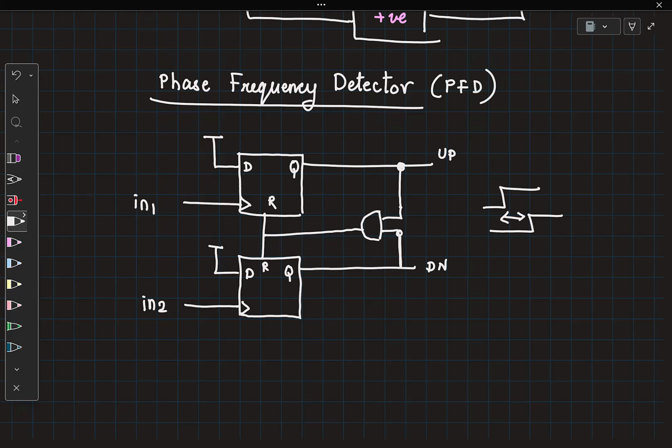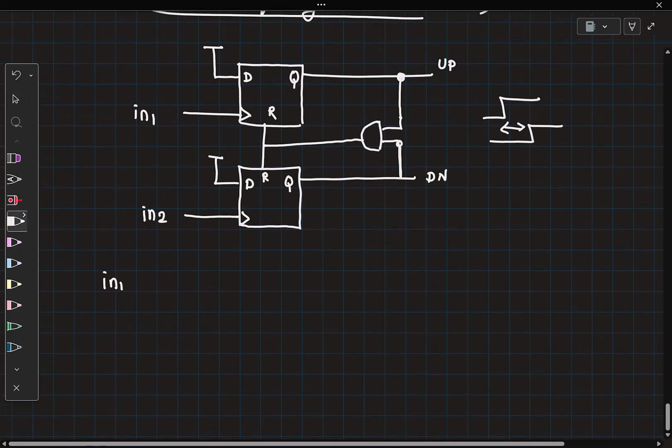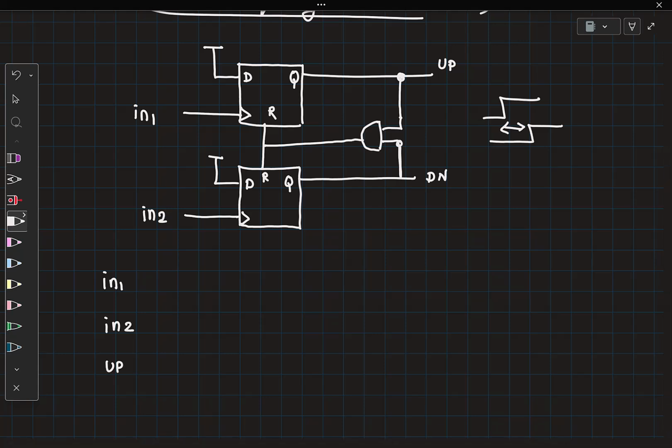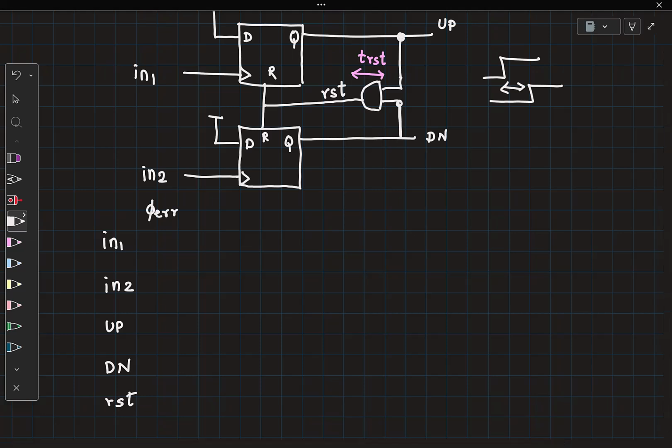We started with plain logic and we were able to get to the circuit. So we'll start analyzing the circuit from the next class onwards. As homework, you can try out how the waveforms will look. Let's say in1, in2, up, down. You can call this signal your reset signal, and you can assume that this AND gate has a delay T reset. This will make it easier for you to sketch the waveforms. So you plot in1, in2, up, down, and the reset signal. Try it out for the case where the phase error is slightly greater than 0.